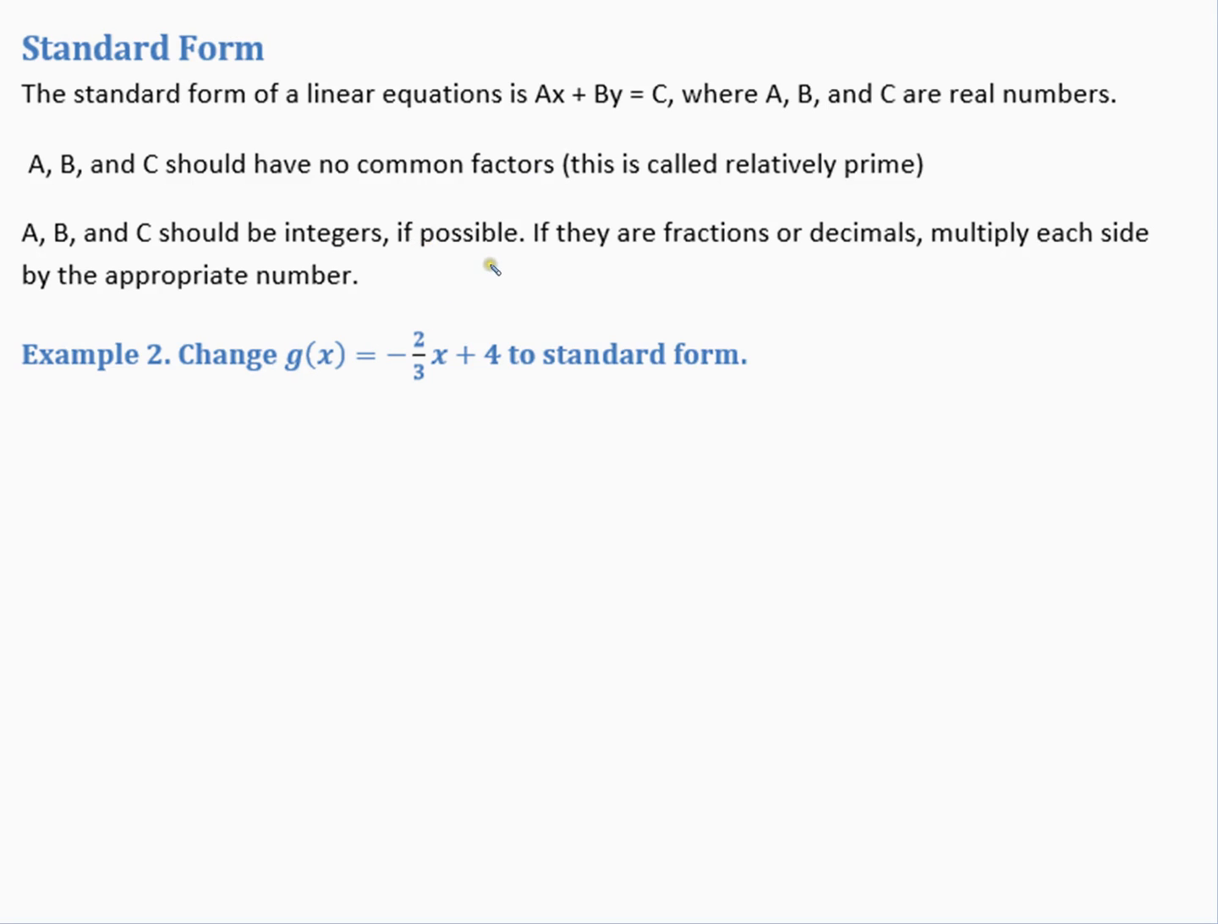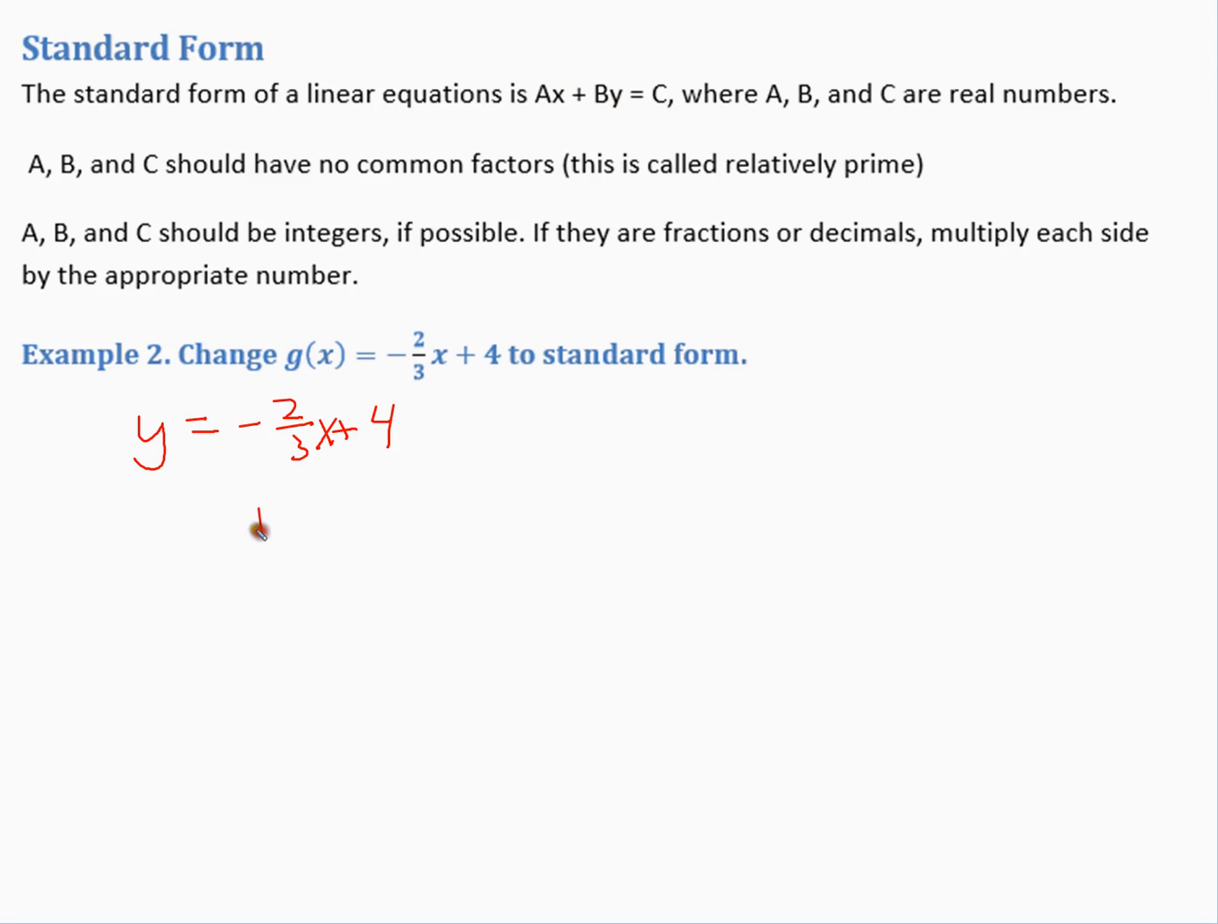So ax plus by equals c. And we want to get rid of fractions when possible, and also we want a to be positive when possible. It's nice to have the a being positive. So in this example, it just says change this to standard form. Well, standard form has an x and a y. This doesn't have an x and a y, but we already know that g of x is really the same thing as y. So what we could do is we could rewrite this as y equals -2/3 x plus 4. We notice in standard form that the x and y are on one side and then the constant is on the other side, so that's what we're going to do.